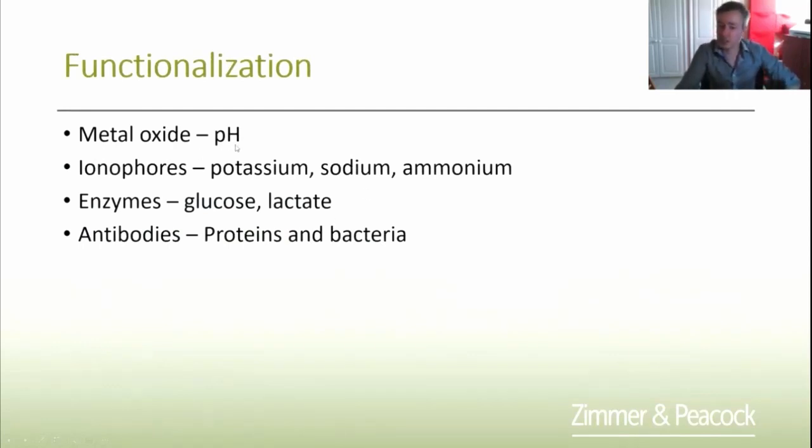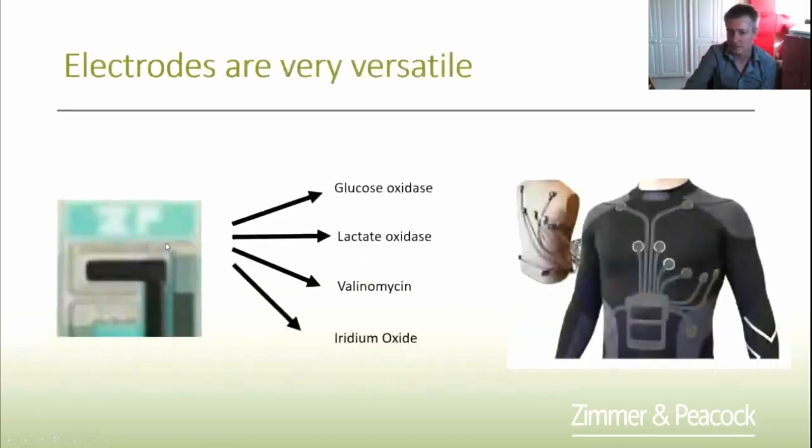Functionalization. So if you're trying to make a pH sensor, the classic metal is iridium oxide. If you're trying to make a potassium, sodium, or ammonium sensor, there is a molecule out there called ionophores. So the ionophores will help you with those sensing. If you're trying to do a glucose, lactate, alcohol sensor, maybe uric acid sensor, they all have oxidase enzymes. So that's how you would make those types of sensors. And then for sensors for proteins and bacteria, I would say it was antibody-based sensors. The nice thing about electrochemistry is we've shown that these sensors can be very small, but you can actually also screen print sensors onto clothes and have body wearable sensors. So that's the beauty of this kind of science.